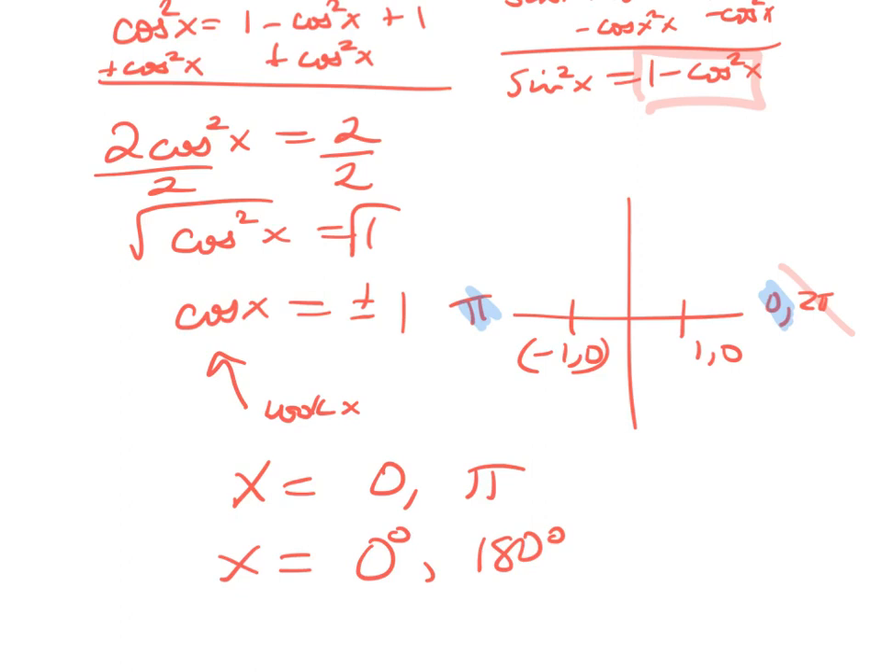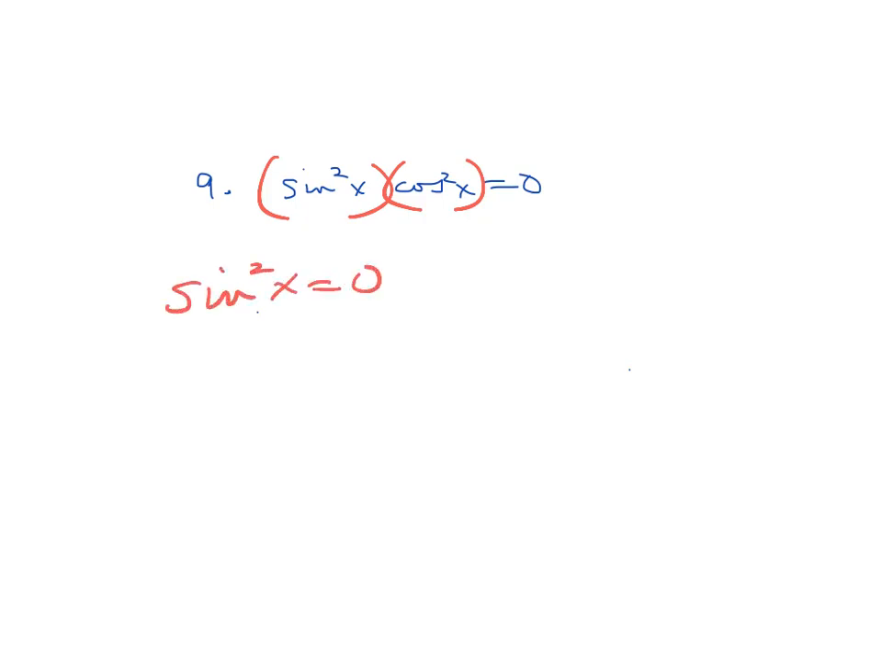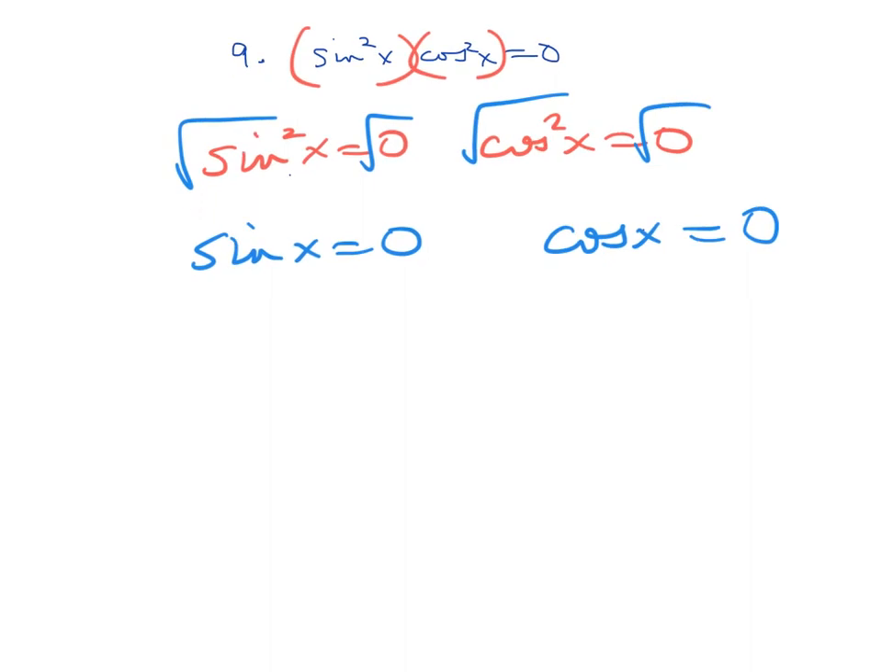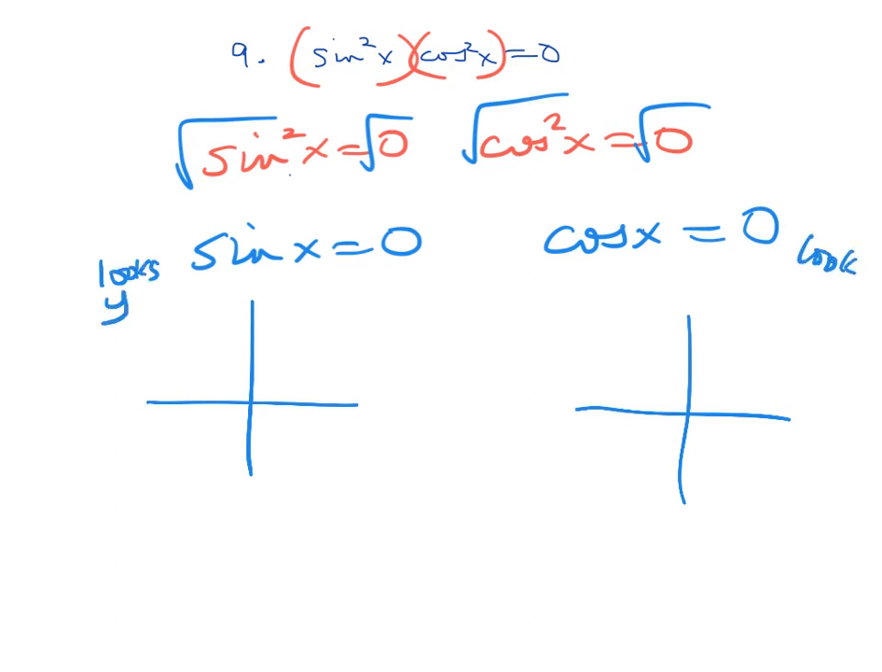And it's already factored for us. So all we're going to do is set them equal to 0, because we could just put parentheses around it. So sine squared x equals 0. Cosine squared x equals 0. I need to square root both sides. So sine x equals 0. Cosine x equals 0. There's no plus and minus 0 here. So as soon as I see this, I know it's going to come from my axis points. Sine looks at y. Cosine looks at x.